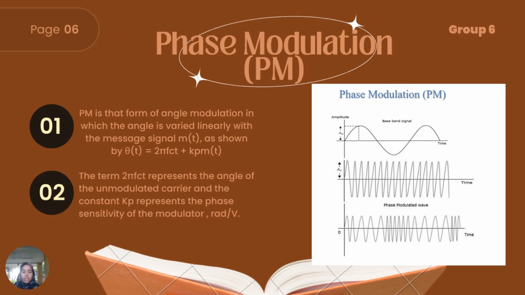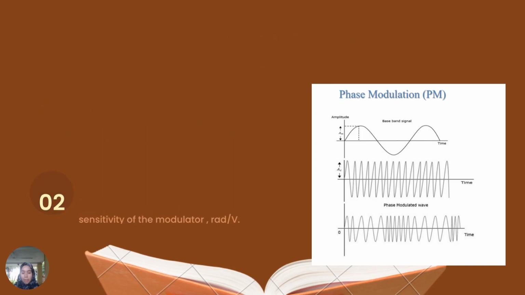Phase modulation, PM, is the form of angle modulation in which the angle is varied linearly with the message signal m(t), as shown by theta(t) equals 2 pi fc t plus kp m(t). The term 2 pi fc t represents the angle of the unmodulated carrier, and the constant kp represents the phase sensitivity of the modulator. This is the illustration of phase modulation, PM.